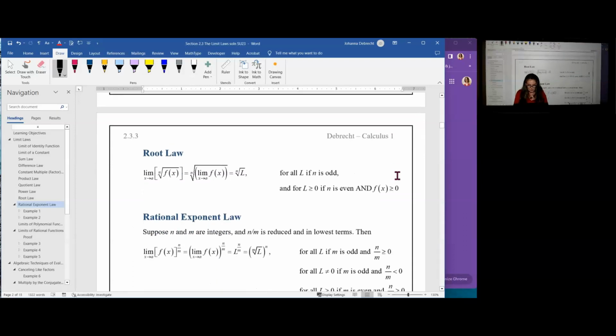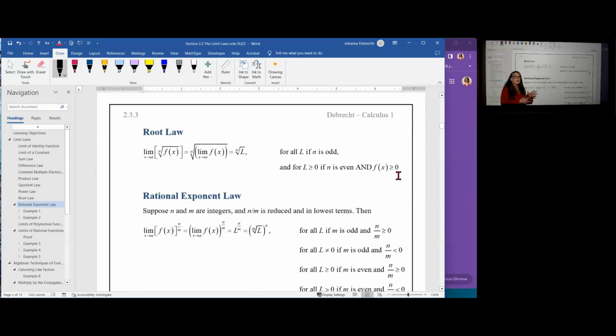Let's take a look now at the root law. The root law has to be broken up into cases because, as you know, if you put a negative under an even radical, the answer is not real. It exists, it's just imaginary. In that case, if n is even, then we need the limiting value to come out to be non-negative so that we can take the even root of a non-negative number. So if n is even, the limiting value has to be greater than or equal to 0, and the function value itself has to be greater than or equal to 0.